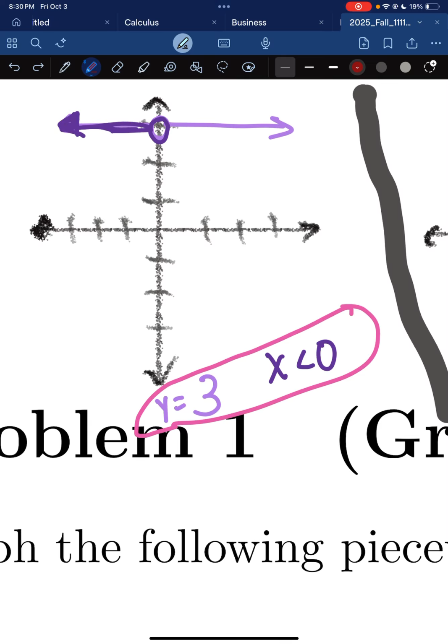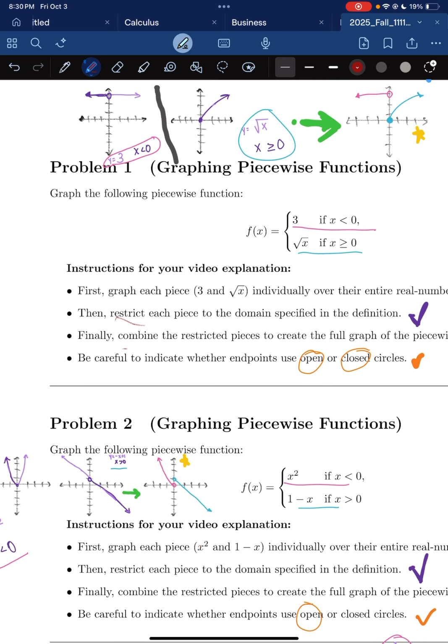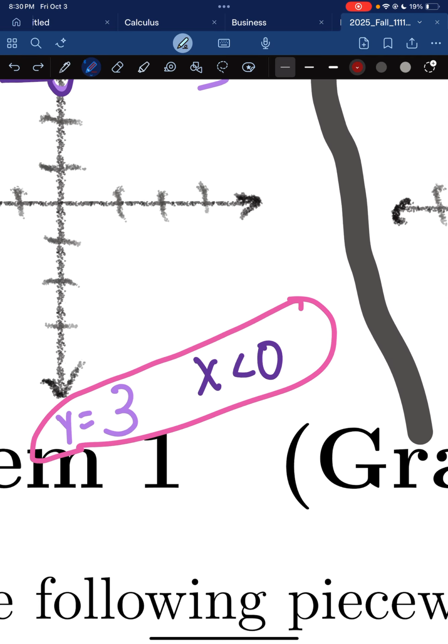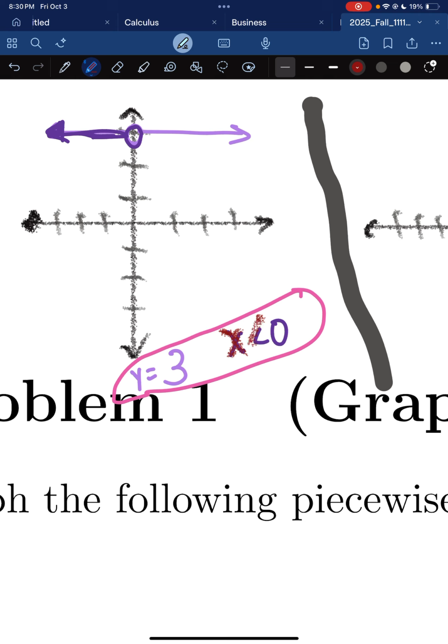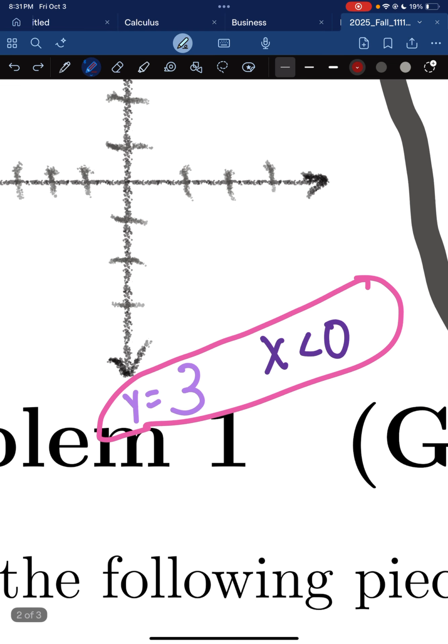And then we need to restrict it, like that says. So everything is possible when x is less than 0. So everything to the left side of 0 is true. So that's going to be our dark purple part of the graph right here. And also we have an open circle right here because we have a less than sign. If it was less than or equal to, that equal to indicates that it's a closed circle, but obviously that's not the case here.